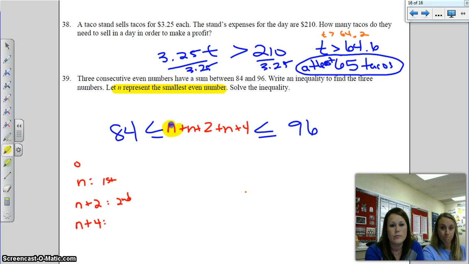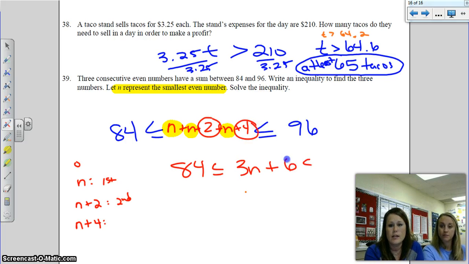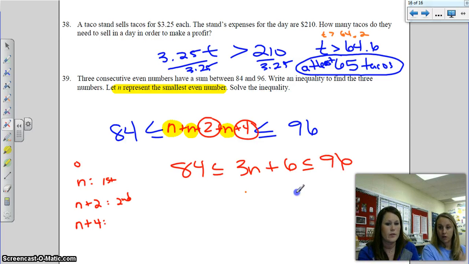Combine like terms. So I've got 84 less than or equal to 3n plus 2 plus 4, which is 6, less than or equal to 96. And then you solve. Same thing that we've been doing. So I think you're good.